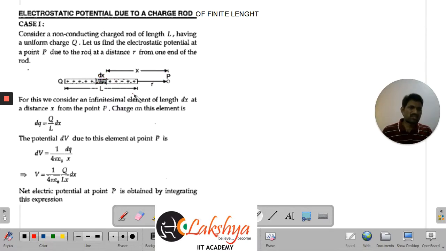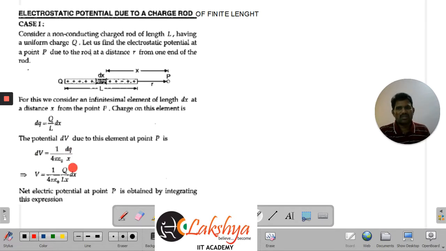Our procedure is, after taking the small element, we write the expression for the potential due to the small element and then just a simple integration. First we write dq, how much charge is present in this element. So the charge on the small element is Q by L, which is the linear charge density lambda, into dx, the length of that element. Now the potential dV we can write as dV is equal to 1 by 4 pi epsilon naught into dq by x, because our point is at a distance of x from this element. So this is the potential due to the small element.